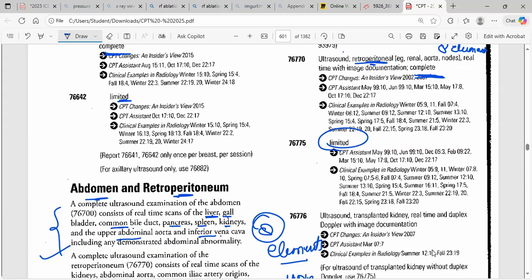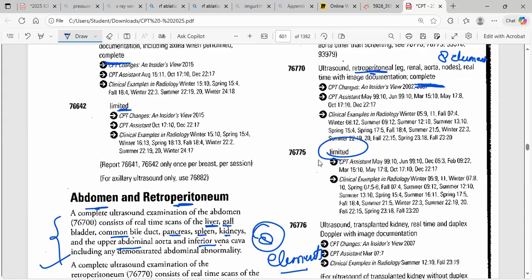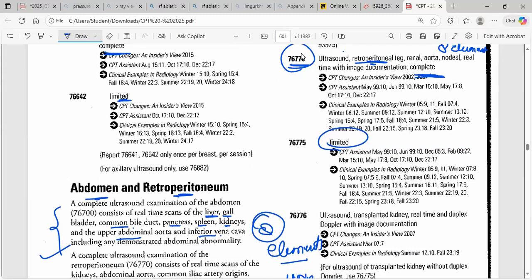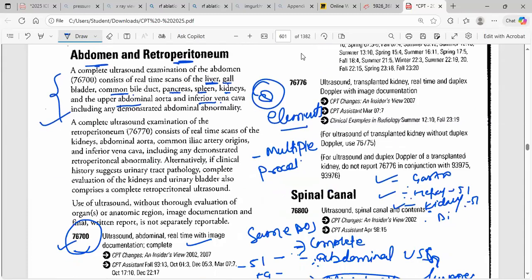I have one more question here. So here you have a description of the 76770. You have to follow your books, okay? So here we have 76770, and in the 76, this one is retroperitoneum, okay? Retroperitoneum means the back side of the peritoneum area, peritoneal area.